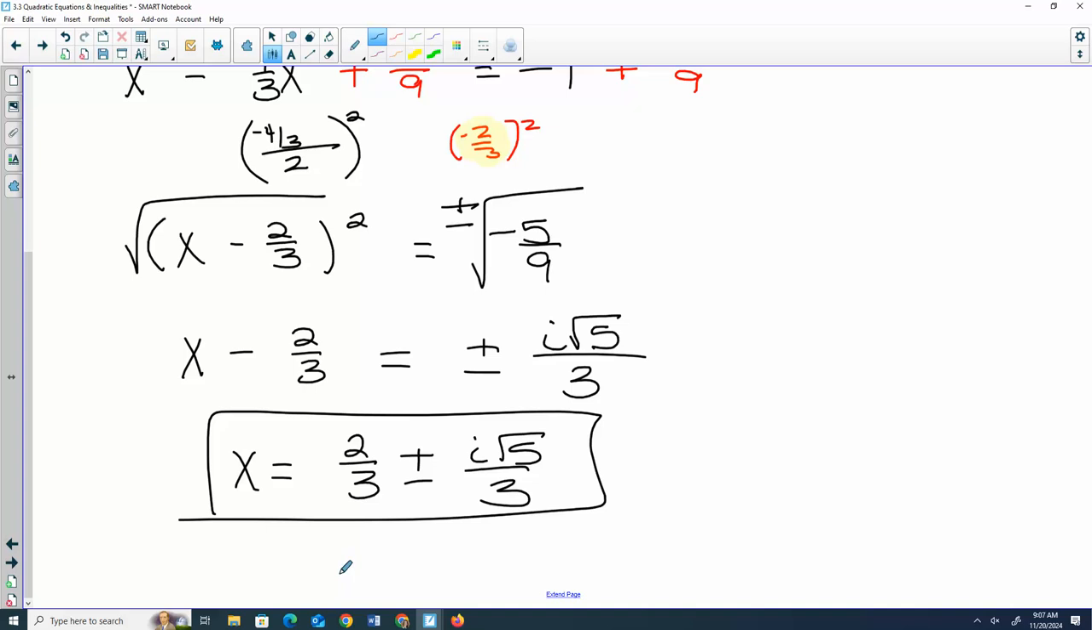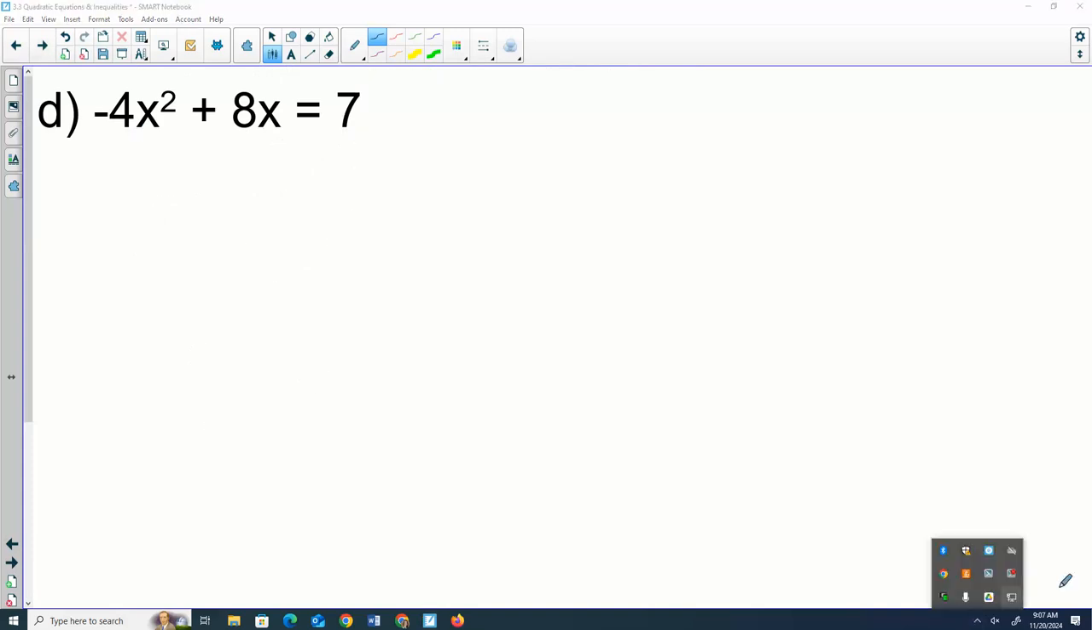All right, do you guys think you can try one? Here's yours. Let's see how far we get. So it's not set up to go directly into completing a square. What do we have to do first?